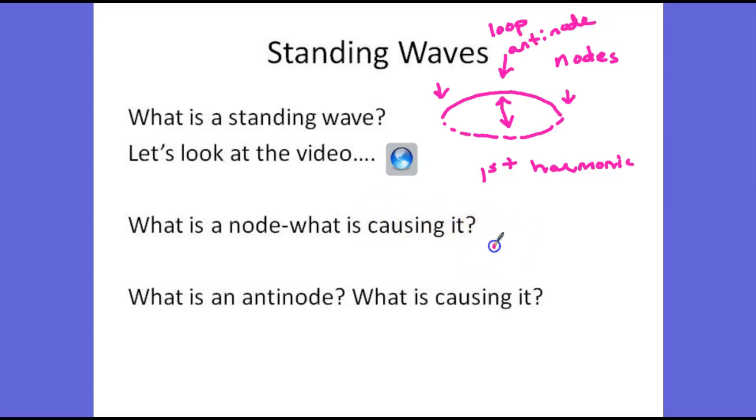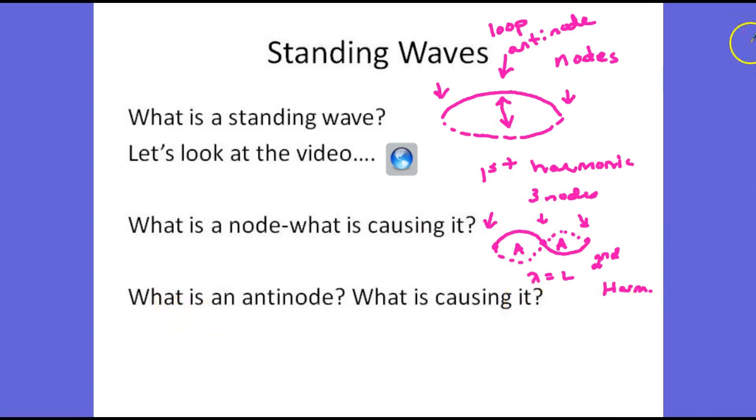When he shook it faster, he got the second harmonic, same slinky, but it was vibrating with this pattern. Notice in this case, the wavelength of the wave is equal to the length of that string. And in this case, we had 3 nodes and 2 antinodes. This is an antinode here, and this is another antinode here, so 2 antinodes. And that is the second harmonic. And you can count loops or count antinodes to know what harmonic it is.